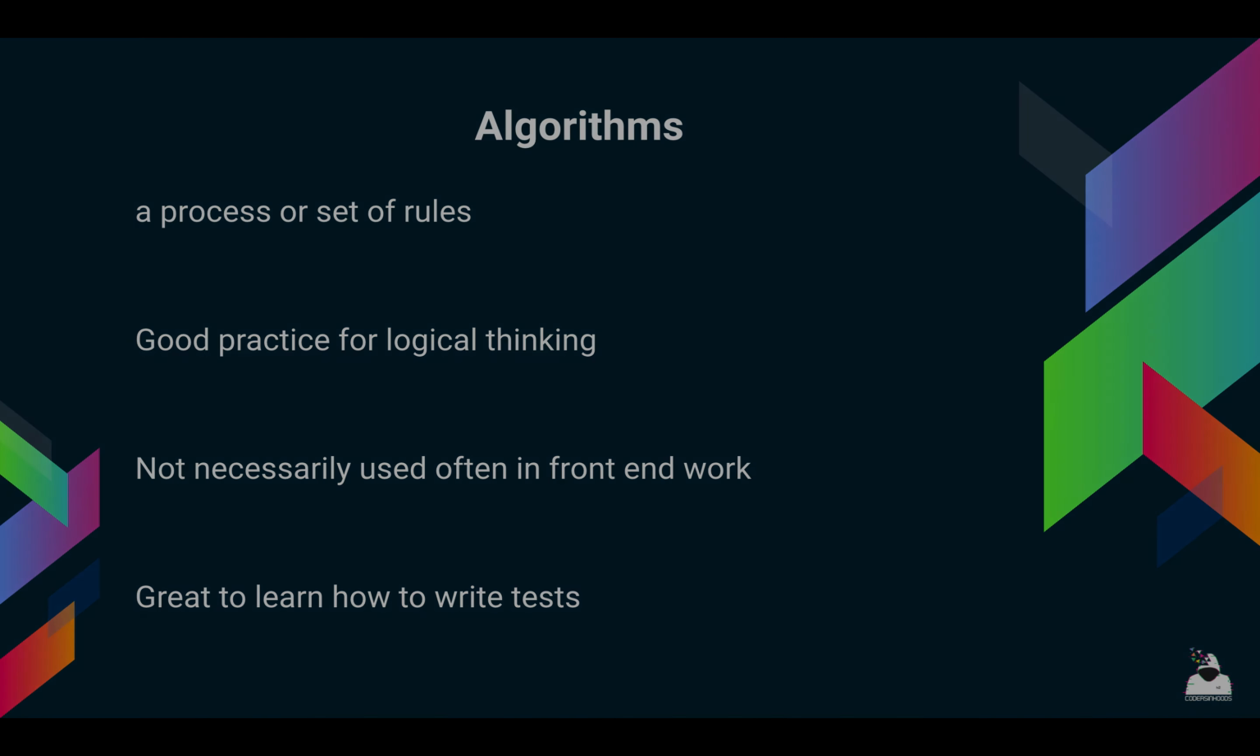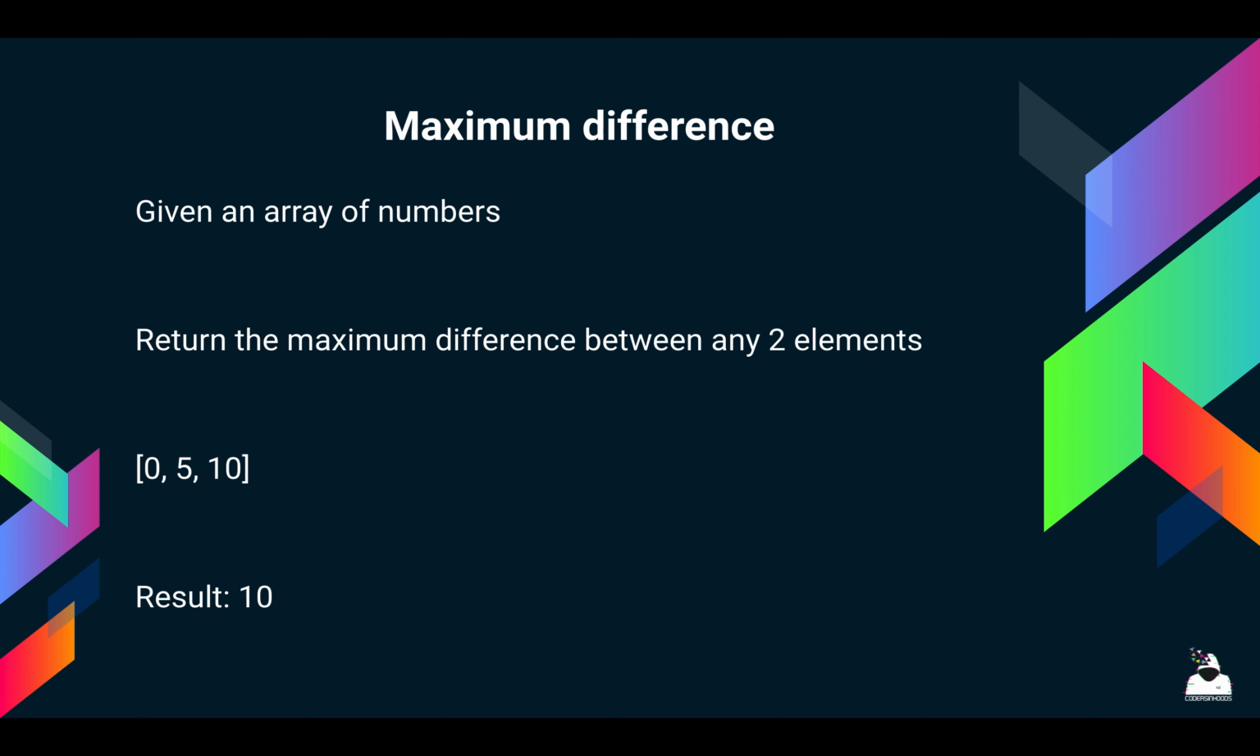So the first one we're going to look at is we want to find the maximum difference given an array of numbers. So between any two elements in our array, we want to return what the maximum possible difference is going to be.